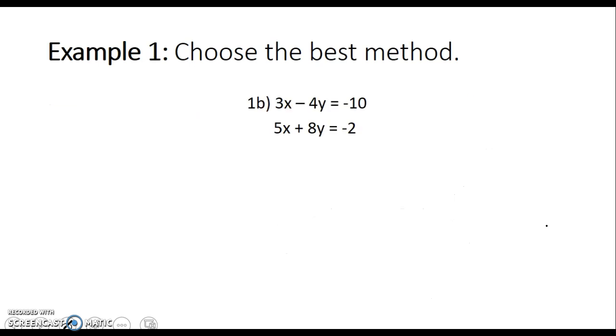So the next one, again, we're going to choose the best method. None of the variables are by themselves. Substitution is probably not going to be the way to go. Elimination, none of the coefficients in front of the variables are the same number, so it's a little bit difficult. So that probably means I got to move into elimination using multiplication. That's what I'm going to use here.